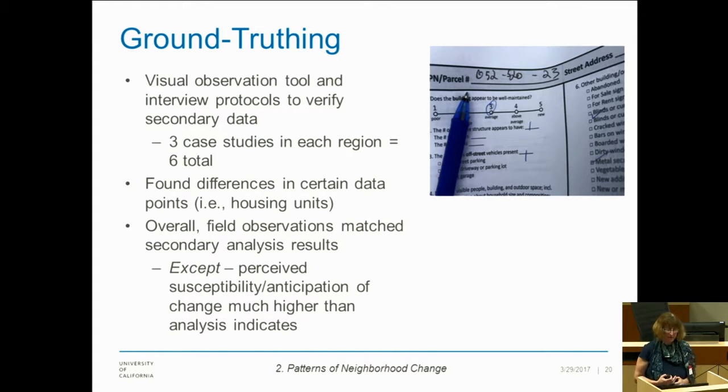And so we found that in general, people on the ground experience change a little bit differently from what we could show in the secondary data, perhaps because the data tended to be a little bit old. But there's also on the ground an anticipation of change that's very palpable that may not actually be bearing out in the neighborhood. Maybe the real estate market hasn't quite picked up as much as people think it has.